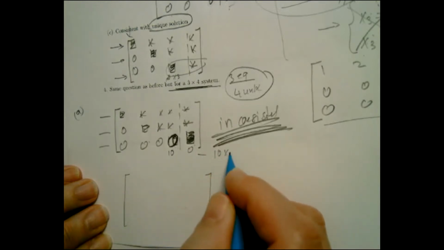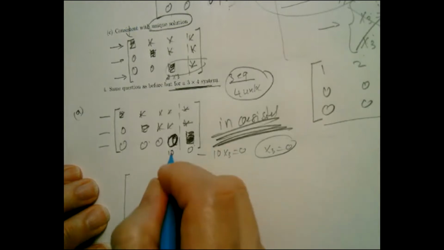Don't flip them around. Try to understand what it means. If I have a 10, a non-zero number, and I have 0, this means 10x3 is 0. It means x3 is 0. I don't have an issue. I have an issue if I have a 0 and a 10, because this would read 0 equals 10. That's where the inconsistency is coming from. Is that very clear? Now B.